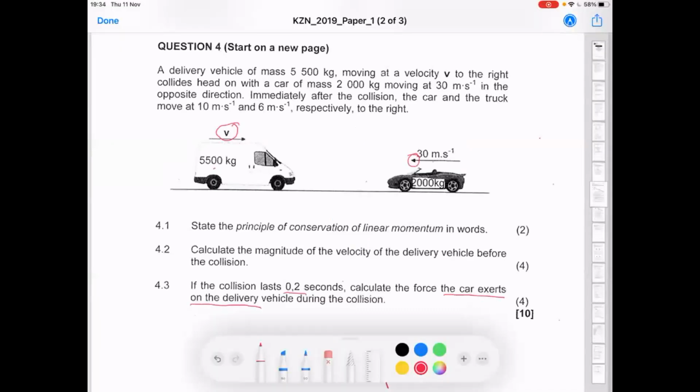Okay, so if the collision lasts 0.2 seconds, calculate the force the car exerts on the delivery vehicle during the collision. So I'm just saying, while we've got the drawing here, if you have a look at the car, you can see which direction the car is moving in. So you know in which direction the force that the car exerts on the delivery vehicle will be. Okay, so the collision is going to last 0.2 seconds. Calculate the force. Okay, so let's do that quickly.